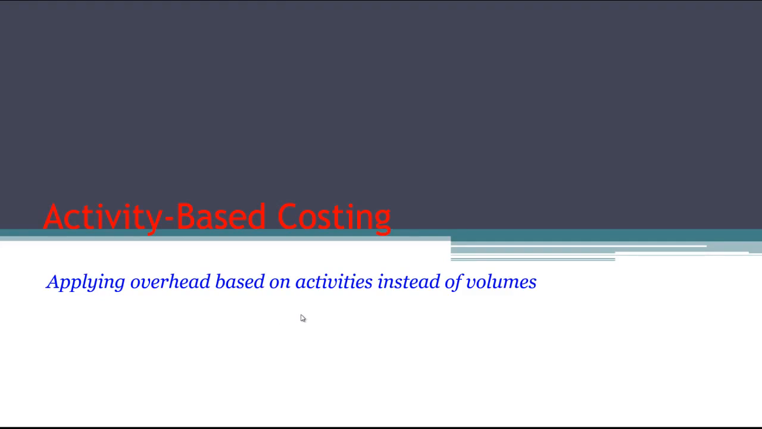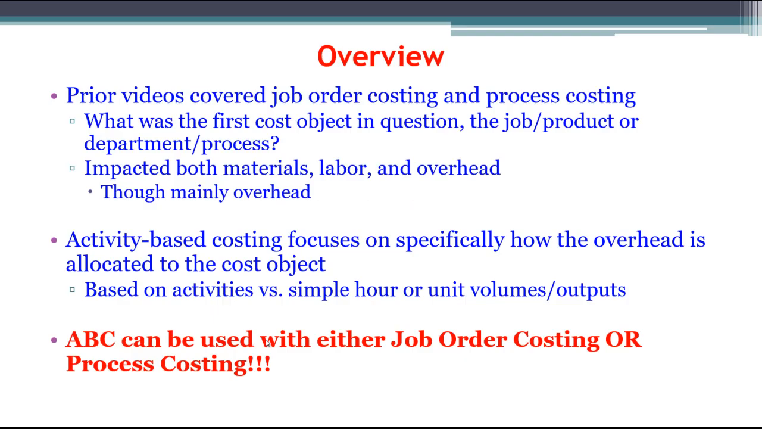Hello everybody and welcome to our discussion on activity-based costing. With this method we're going to be talking about how to apply overhead based on some sort of activity measurement instead of just a simple unit volume or hour volume. So that's what we're talking about with activity-based costing.